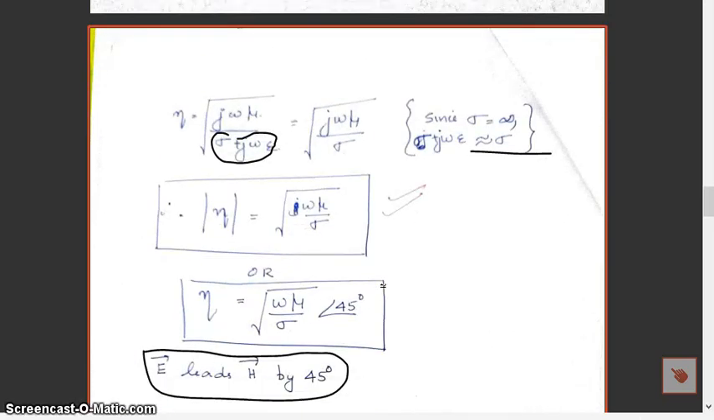And that's all. We have derived the expressions for alpha, beta, v and eta for different medium, and these derivations are very important. Please write down and study.